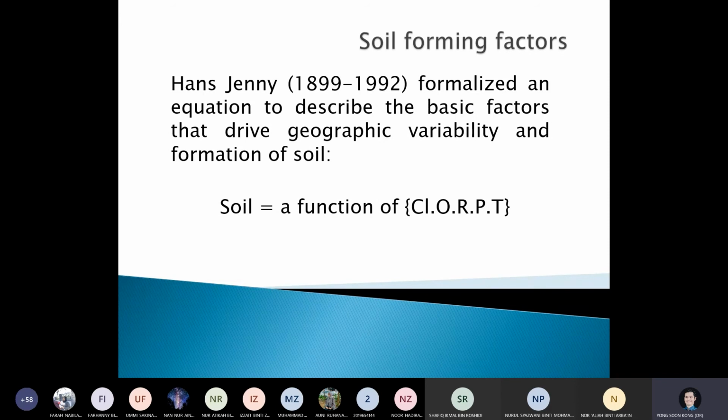And to be specific, we're going to learn the details about this soil formation equation. Last week we have seen this formula before, and it is affected by the five soil forming factors. So these are the five factors that will be discussed in detail today.